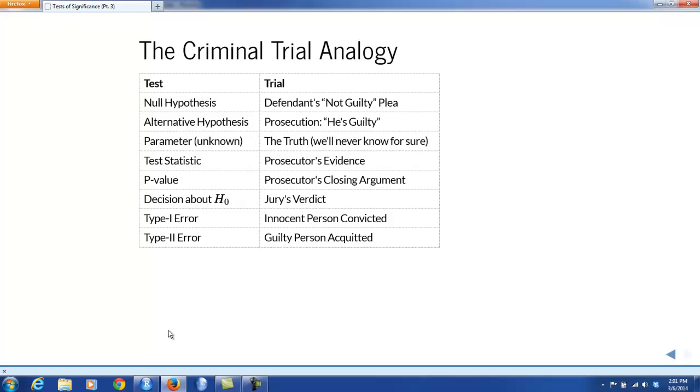You can commit a type 1 error. So that's incorrectly rejecting a true null hypothesis. In the trial, it's just like incorrectly convicting a person who is in fact innocent. In a test, you have the possibility of type 2 errors. So that's failing to reject null hypotheses when in fact they are false. In the trial situation, that's just like letting the guilty person go free.